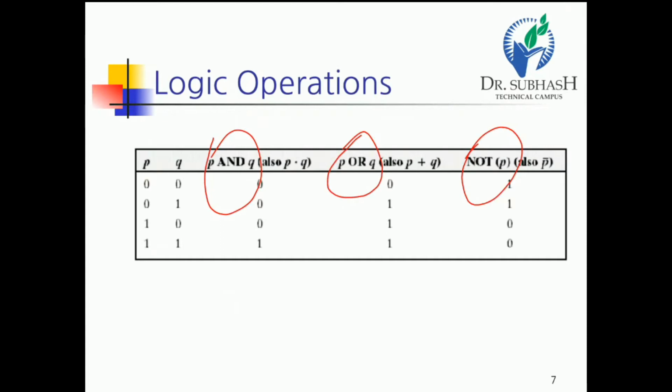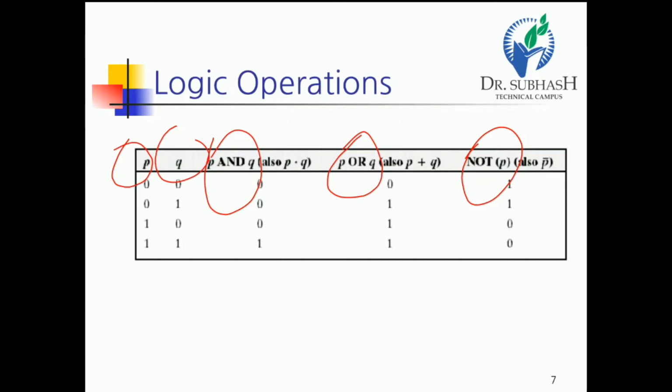So we have to take two variables p and q. With two input variables, we are getting the possible combinations, that is 2 raised to 2, so we are getting 4 possibilities. Either p is 0 and q is also 0. Second case, p is 0 and q is 1. Third case, p is 1 and q is 0, and the last case, both are 1, 1.